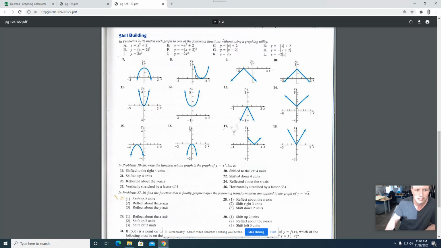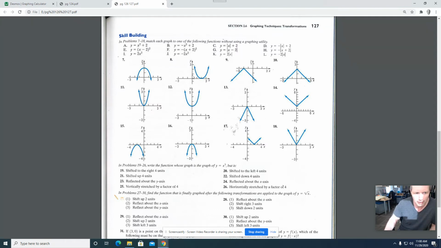And what we're asked to do is work out how it has been moved around. So here in question number 8, I have the function y is equal to x squared that has been moved to the right 2 places. It has been moved to the right 2 places.